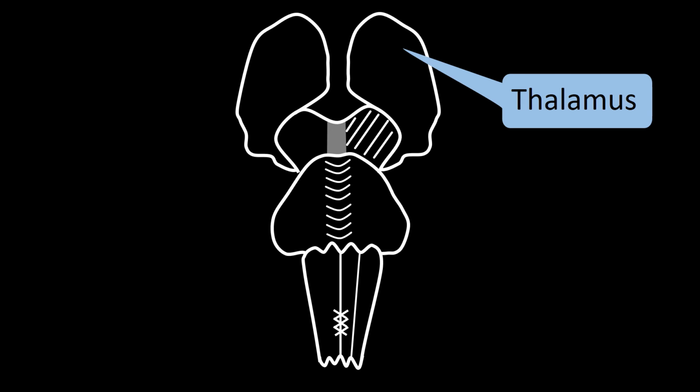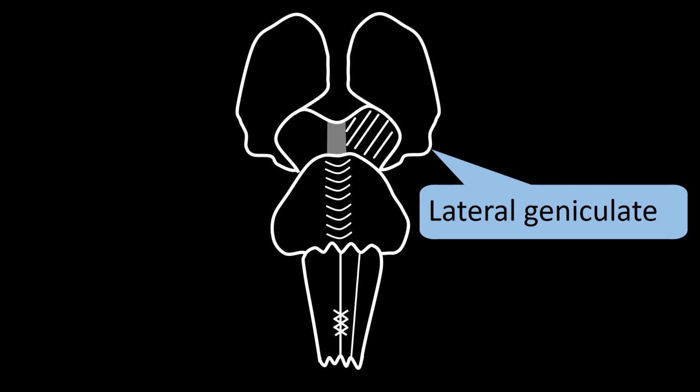The structure above the midbrain, as we have already mentioned, is the thalamus. Now, I am pointing to the lateral geniculate, an important visual center, and now to the medial geniculate, involved with hearing.